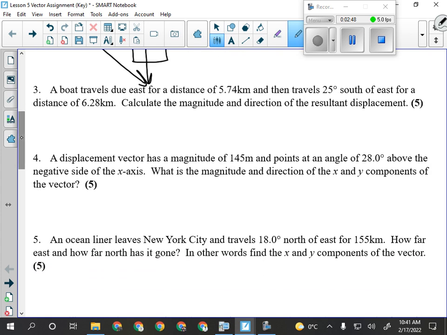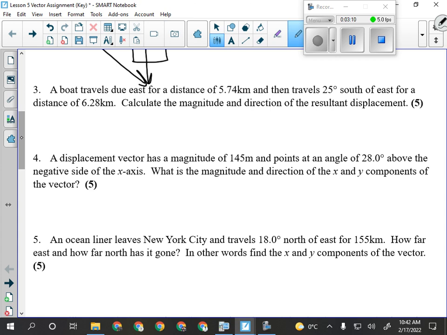Okay. Number 3, it says boat, but it's not a boat in a river, so it's not a river question. Boat travels due east 5.74 kilometers, then travels 25 degrees south of east for 6.28. Calculate the magnitude and direction of the resultant displacement. That's a lot like today's quiz. So no problem with that one.